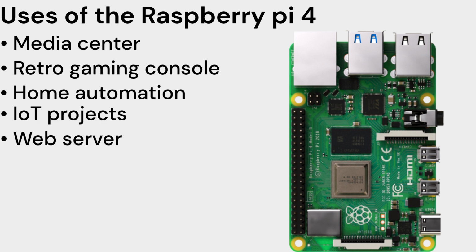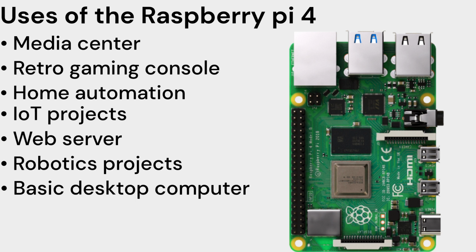It can also serve as a web server, be used in robotics projects, or function as a basic desktop computer. The Raspberry Pi 4 provides a platform for learning, experimentation, and creative projects across a wide range of fields.